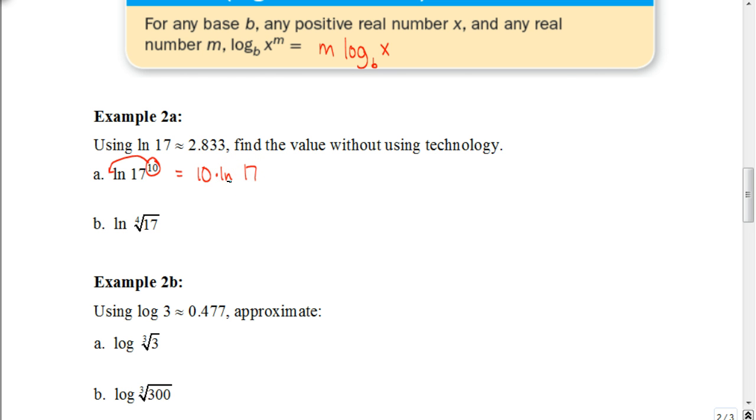Well, again, we know that the natural log of 17 is 2.833. So this would be the same as 10 times 2.833, which multiplying that times 10 will move the decimal to the right one place, so your answer would be 28.33. Let's look at the next one. This is the same as a natural log of 17 to the 1/4 power. So now we can put that 1/4 in front to be 1/4 times the natural log of 17. And again, we know that the natural log of 17 is 2.833.